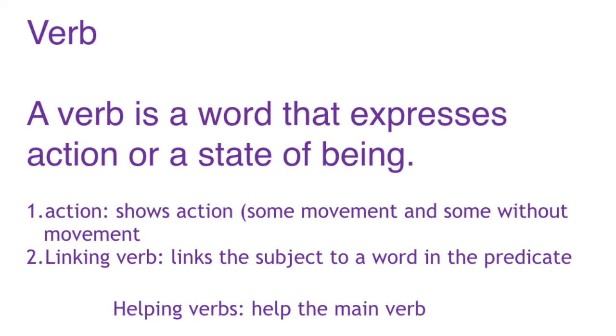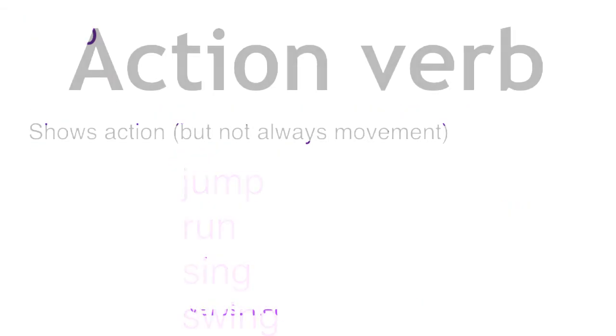There are 2 main kinds of verbs, action and linking. An action verb shows action, but not always movement. A linking verb links the subject with a word in the predicate. There is one more group of verbs called helping verbs. Alone, they are not a main verb. What these verbs do, they help, which is why they're called helping verbs, because they help.